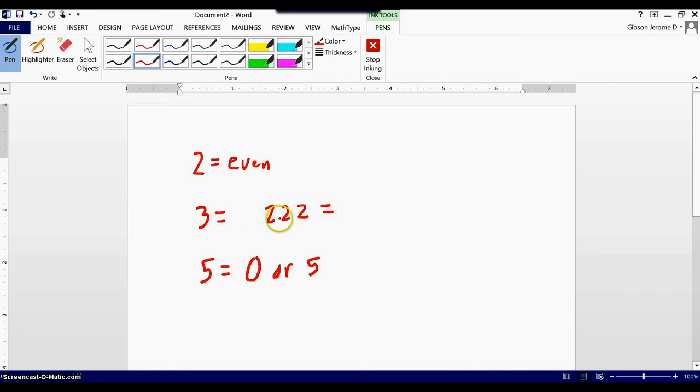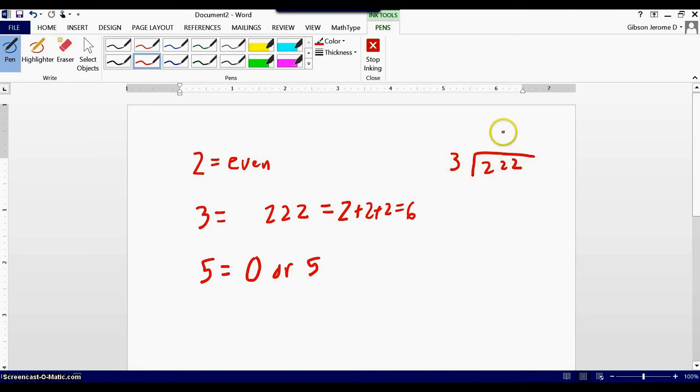We're going to add all of these digits individually. 2 plus 2 plus 2, and we know that equals 6. So we ask ourselves, does 3 go into 6? Yes, it does. So we would take 3 into 222. Now let me prove this to you.